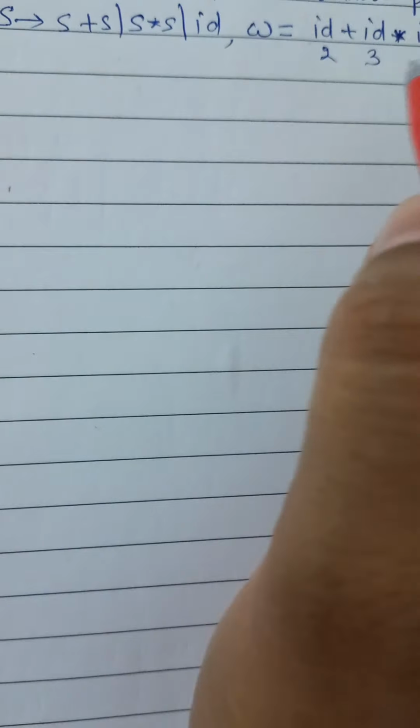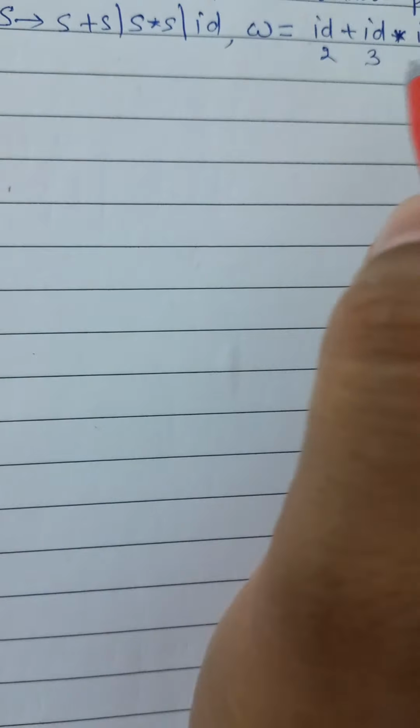How are we going to make it? First we start with the start symbol S, S plus S, because we need id plus id star id. Now we can break this S into S star S, so it will become id, and we can put the values of id here: 2, the second id value is 3, and the third id value is 4. This is the first parse tree.